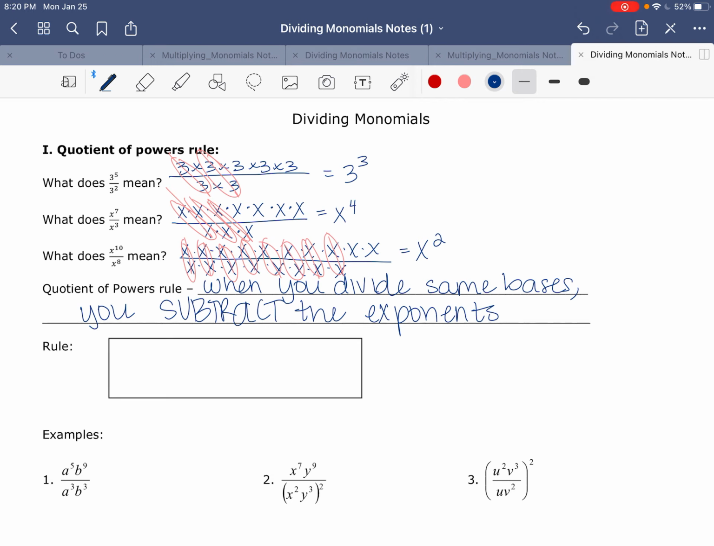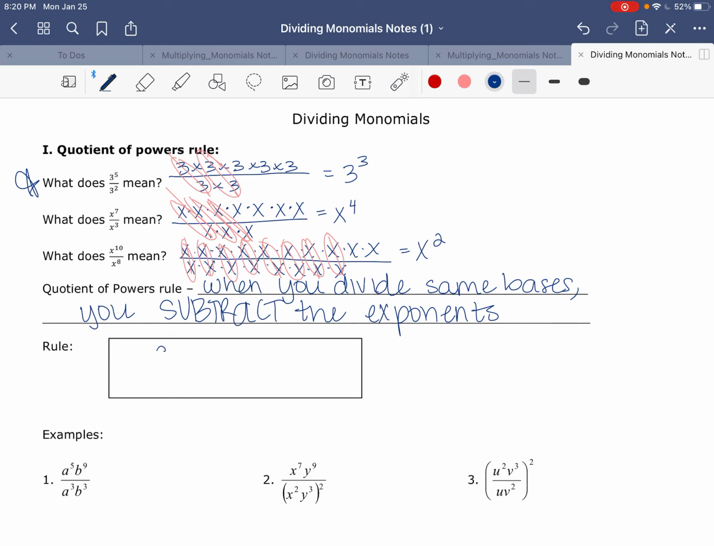And if you think about it, if you look at this first example, you have 3 to the 5th, which means 3 is being multiplied by itself 5 times. So there's 5 3s in the numerator, and there's 2 in the denominator. So if you ask yourself who has more, that's going to be the numerator. And how many more? Well, that's 3. So 3 cubed would stay in the numerator. The same idea can be applied with x to the 7th over x cubed. The numerator has more x's, and it has 4 more x's. So x to the 4th will remain in the numerator.